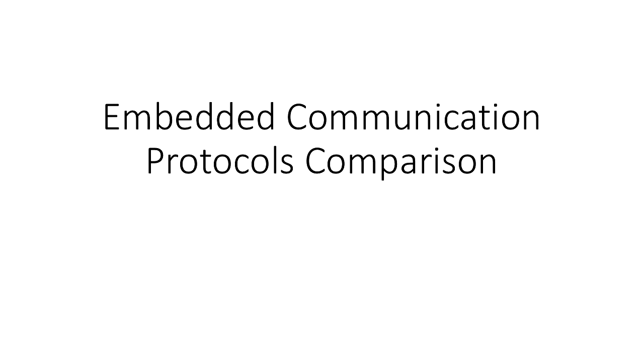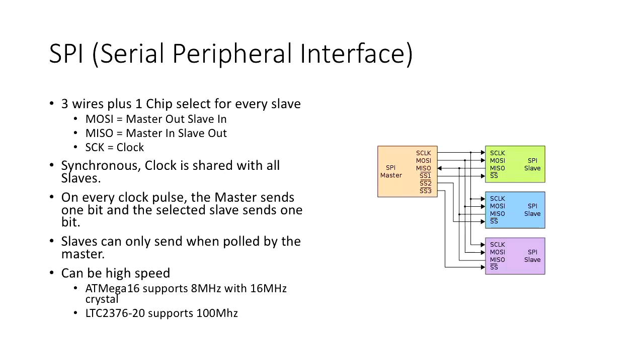So, embedded communication protocols comparison. I will upload these slides on LMS. So first one is SPI, serial peripheral interface. And what is SPI? In the SPI, you got a master, the SPI master. It may be a microcontroller that is interfacing with maybe an SD card, maybe a clock or something else. So this is called SPI.